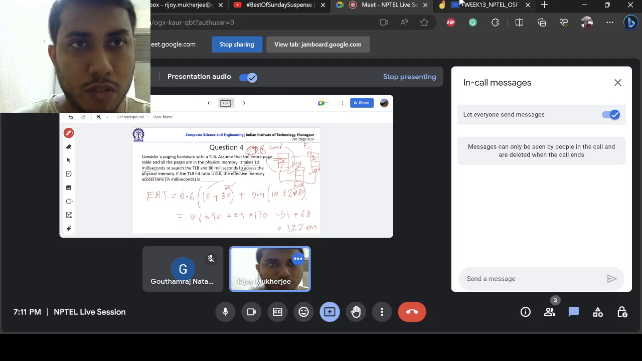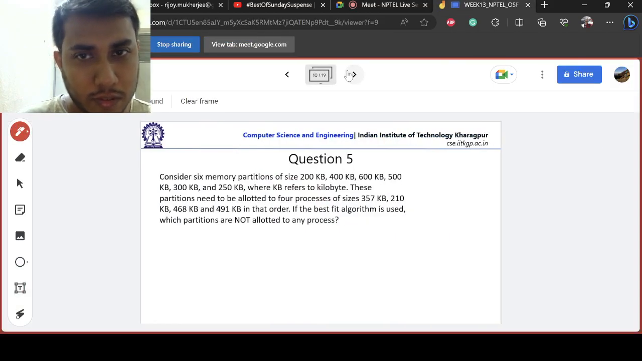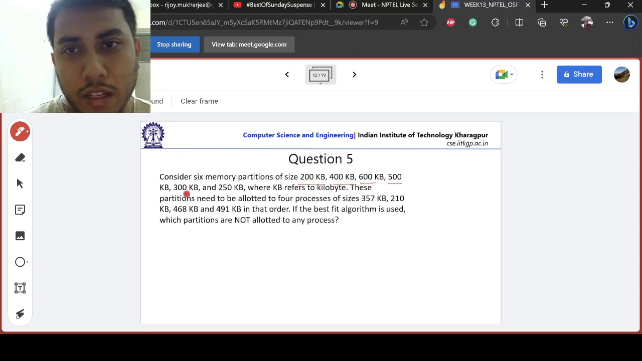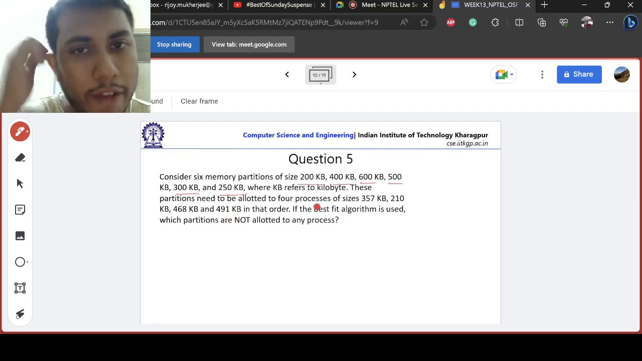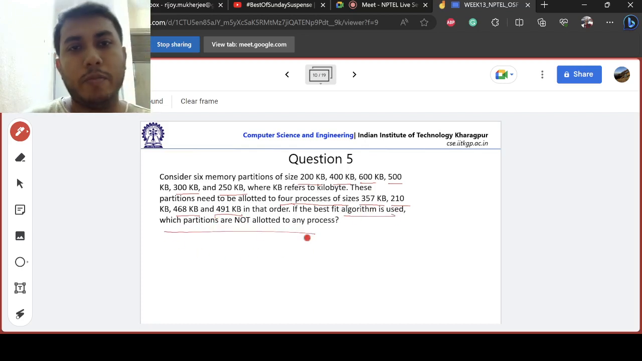Now let's go to the next one. So consider 6 memory partitions: 200 KB, 400 KB, 600 KB, 500 KB, 300 KB, and 250 KB. And you are given four process sizes: 357 KB, 210 KB, 468 KB, and 491 KB. If we are using the best fit algorithm, which partitions are not allotted to any process?